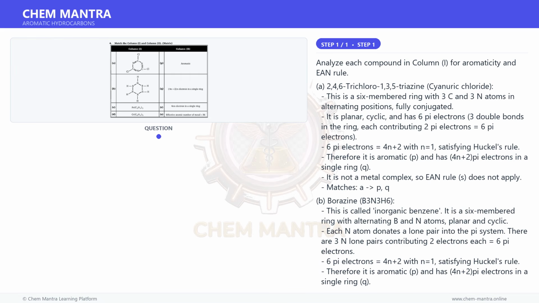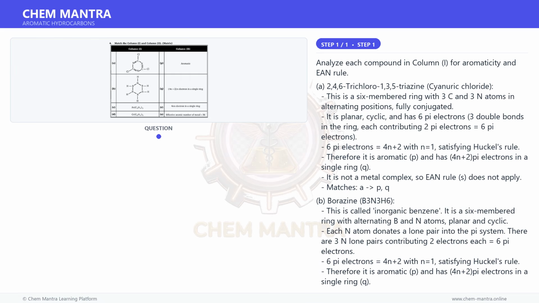Each benzene ring, C6H6, has 6 pi electrons, aromatic, P, satisfies 4n plus 2 pi electrons in a single ring, Q. EN of Cr in Cr(C6H6)2: Cr is in 0 oxidation state, Cr has 24 electrons. Each benzene donates 6 electrons, so 2 benzenes donate 12 electrons total. EN is equal to 24 plus 12 equals 36, which is the Kr configuration. So EN is equal to 36, S.